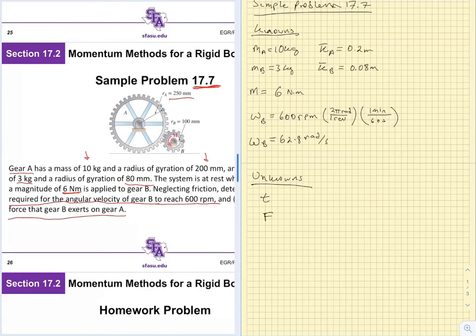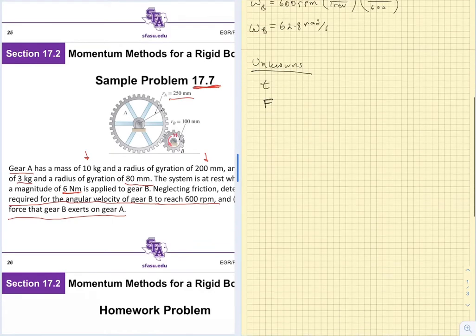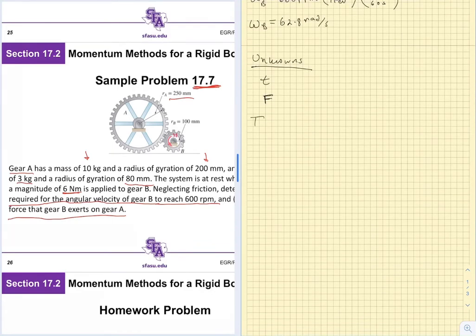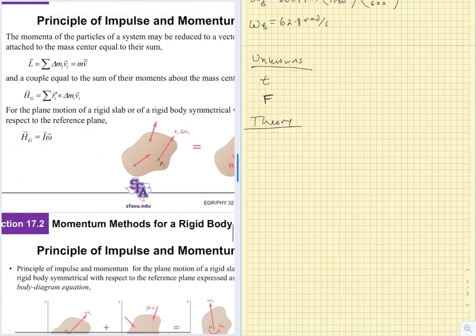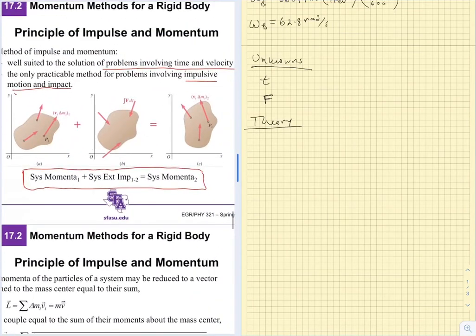The unknowns. The unknowns we're looking for are the time required, so t, and then the tangential force that gear B exerts on A. We'll just call that force F.